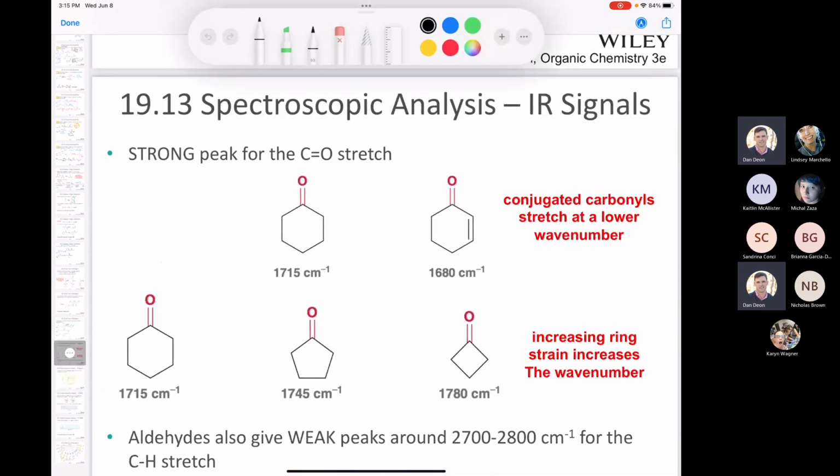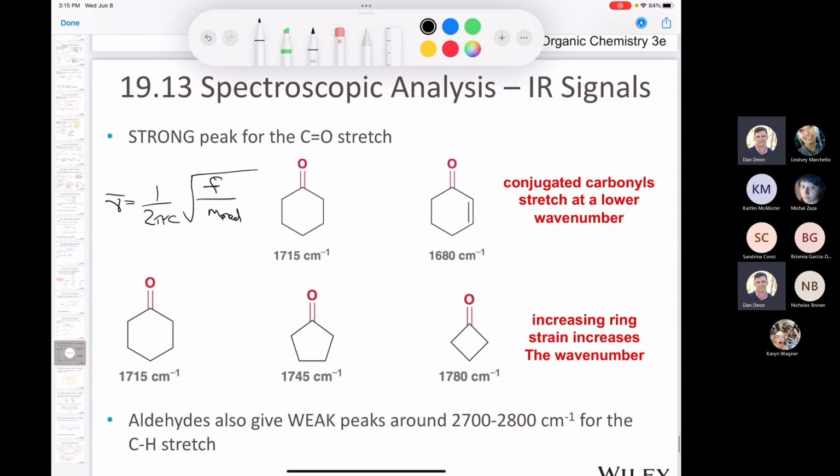So a couple things that you should remember is if you're talking about wave number, we saw that wave number was equal to 1 over 2 times pi times the speed of light, times the square root of F, which is the bond strength or the force constant, over the reduced mass. So if we reduce the bond strength by having a conjugated bond, since bond strength is directly related to wave number, and this is actually wave number, not frequency, anyhow, we're going to have a lower absorption when we have conjugation. Also, ring strain is going to increase the wave number.